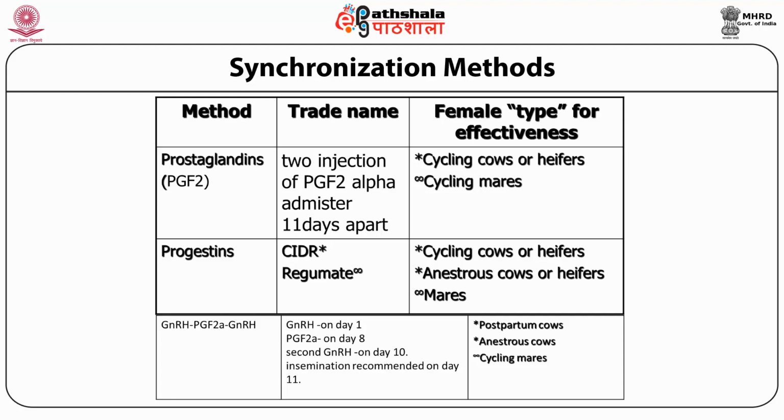In addition, a GnRH, PGF2 alpha, GnRH therapy schedule can be adopted, in which GnRH is injected on day 1. On day 8, PGF2 alpha is injected. The second GnRH injection is given on day 10, and after that artificial insemination is recommended on day 11. So all these three methods can be used for synchronizing animals to bring them in heat at the same time.